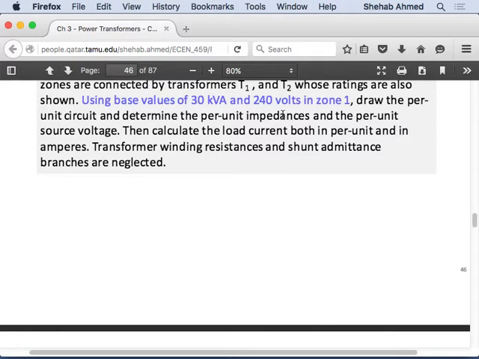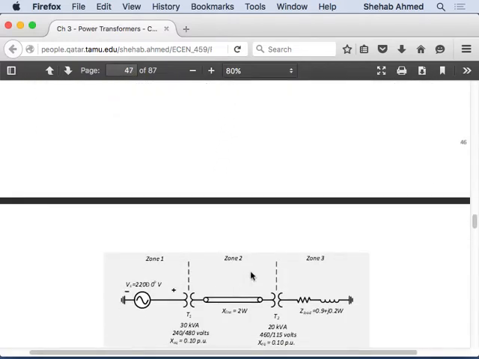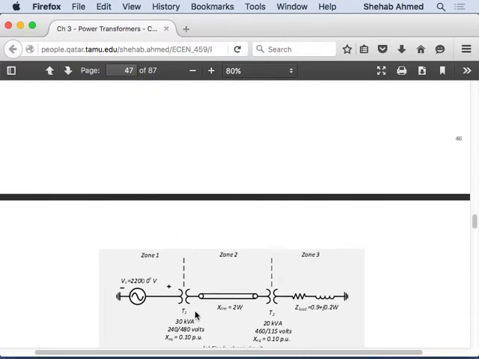If you choose the base in a different zone intelligently, then you will be able to eliminate transformers. So here, let's look at the 3-zone circuit that they're talking about. So this is the 3-zone circuit. I have a generator.